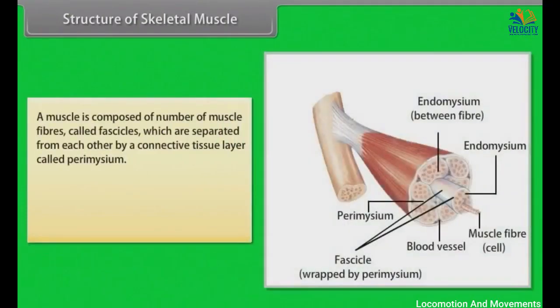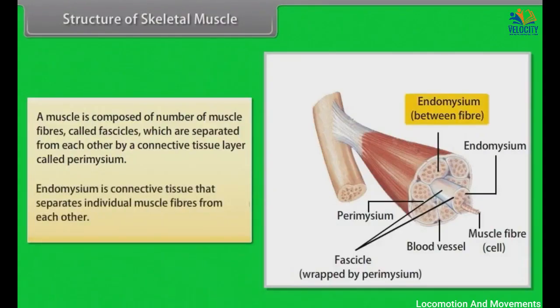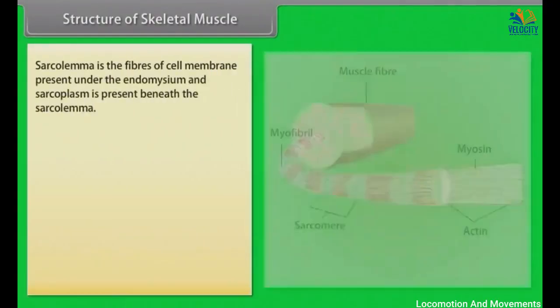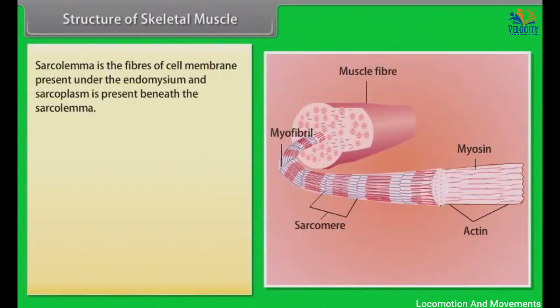Structure of skeletal muscles. A muscle is composed of a number of muscle fiber bundles called fascicles, which are separated from each other by a connective tissue layer called perimysium. Endomysium is connective tissue that separates individual muscle fibers from each other. Sarcolemma is the cell membrane present under the endomysium and sarcoplasm is present beneath the sarcolemma.